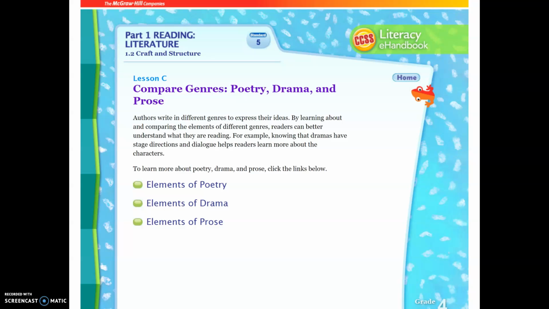There are 3 different types of genres that we are going to be looking at in the coming weeks. One is poetry, another is drama, and the last one is prose. Authors write in different genres to express their ideas. By learning about and comparing the elements of different genres, readers can better understand what they are reading. For example, knowing that dramas have stage directions and dialogue helps readers learn more about the characters. So this week we are looking specifically at drama, and we will look at those other 2 in the coming weeks.